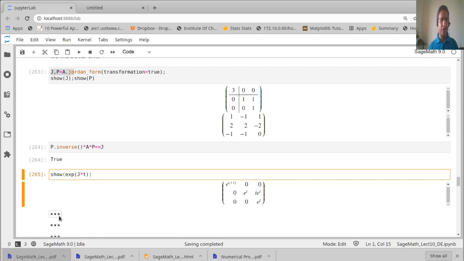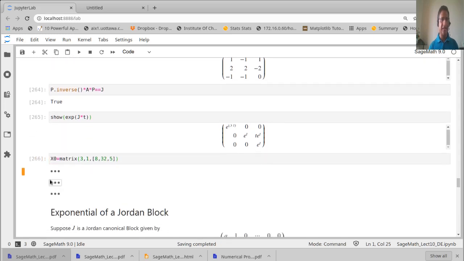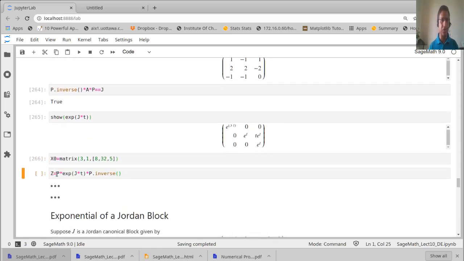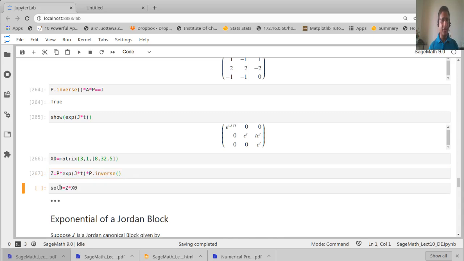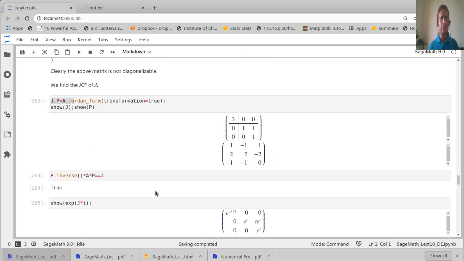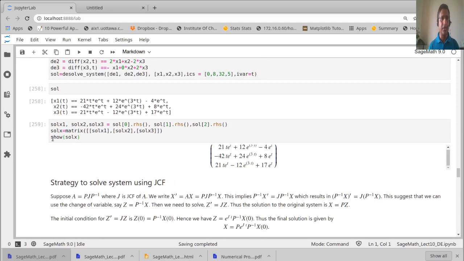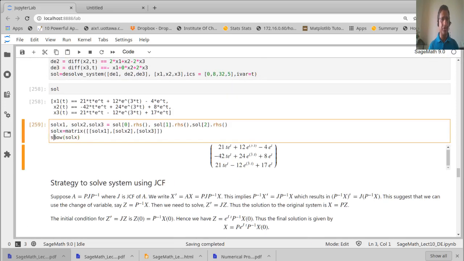And then once you have done this, this is your initial vector, and then let us find the solution. So the solution is P into e to the power Jt into P inverse times the initial vector. Let us multiply this by the initial vector and see what solution we get. This is the solution, and you can see this solution will be the same as the previous one. Let me ask it to print both these together so that you can see here.